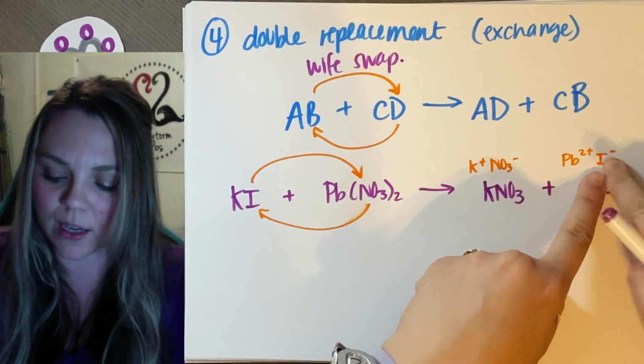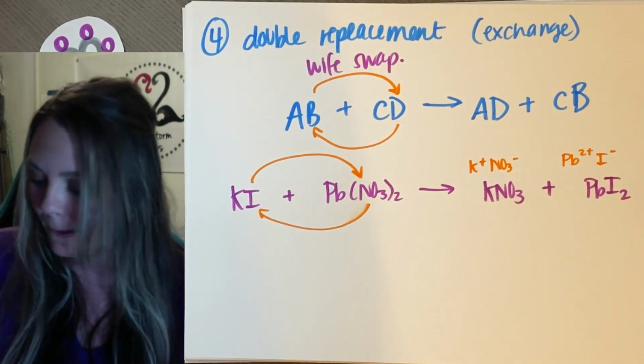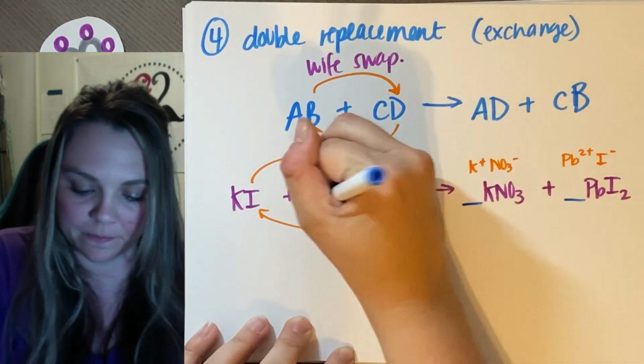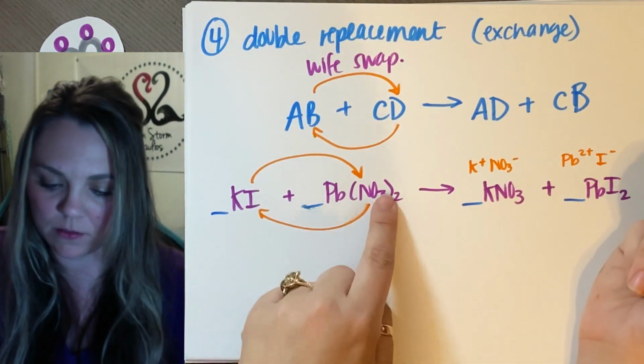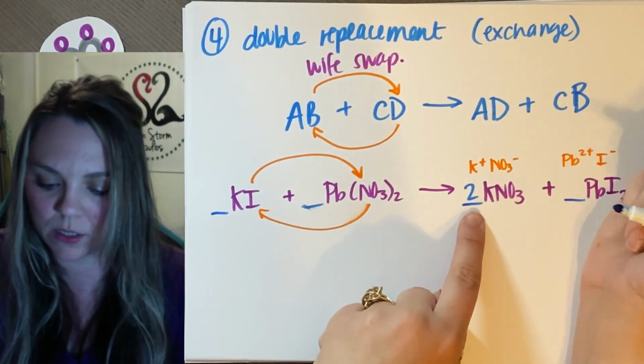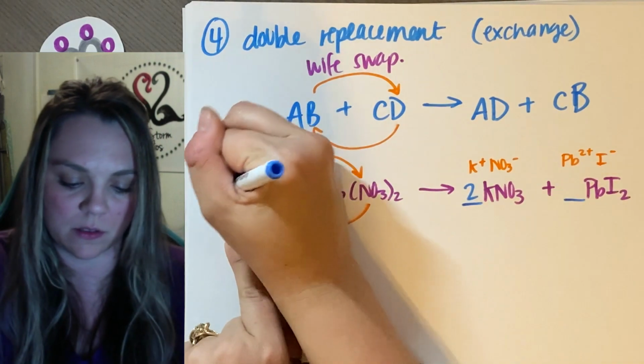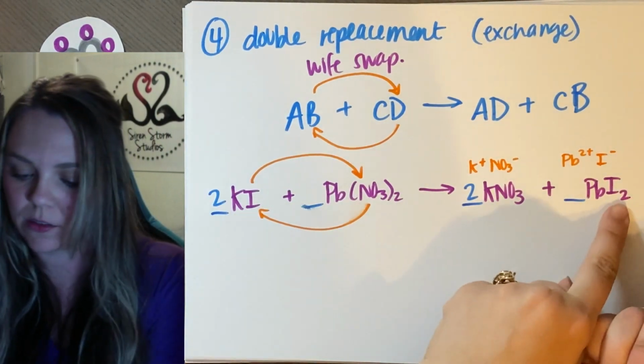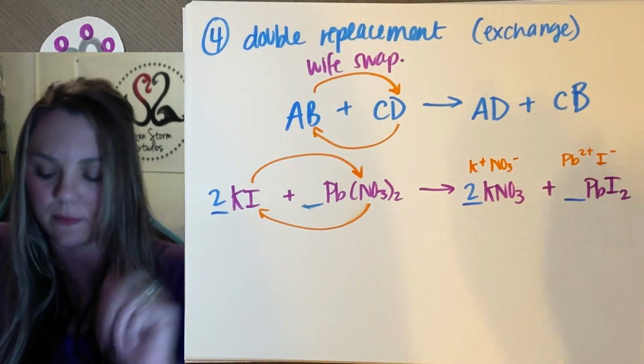I need 2 iodines to balance out that 2+ charge. Okay, and then you balance: 2 nitrates, 2 nitrates, 2 potassiums, 2 potassiums, 2 iodines, 2 iodines, 1 lead, 1 lead. Yay! Phew. Okay, last one.